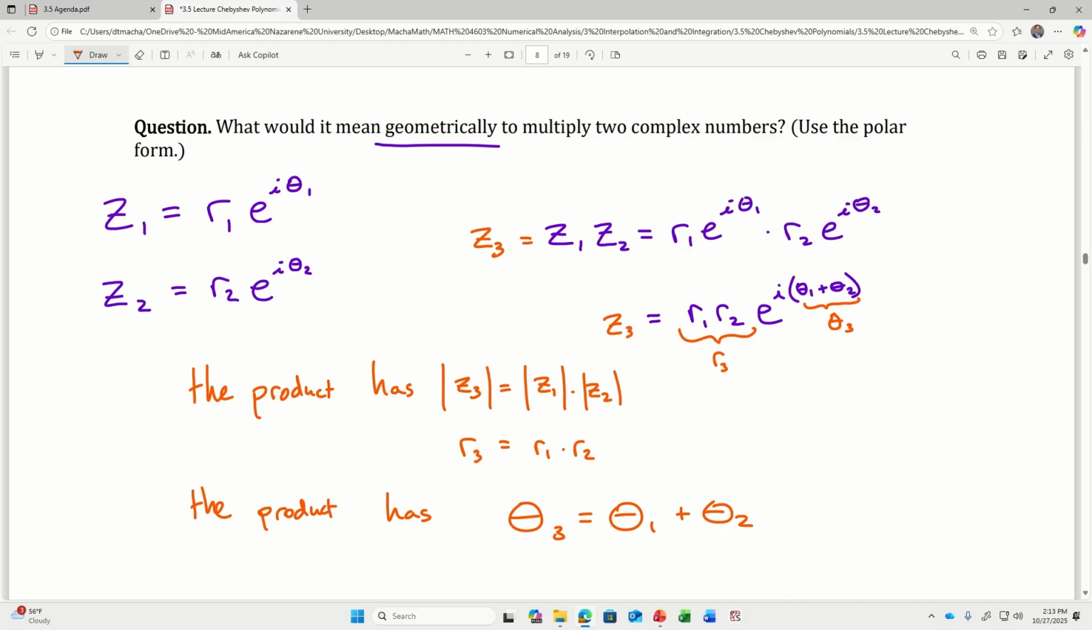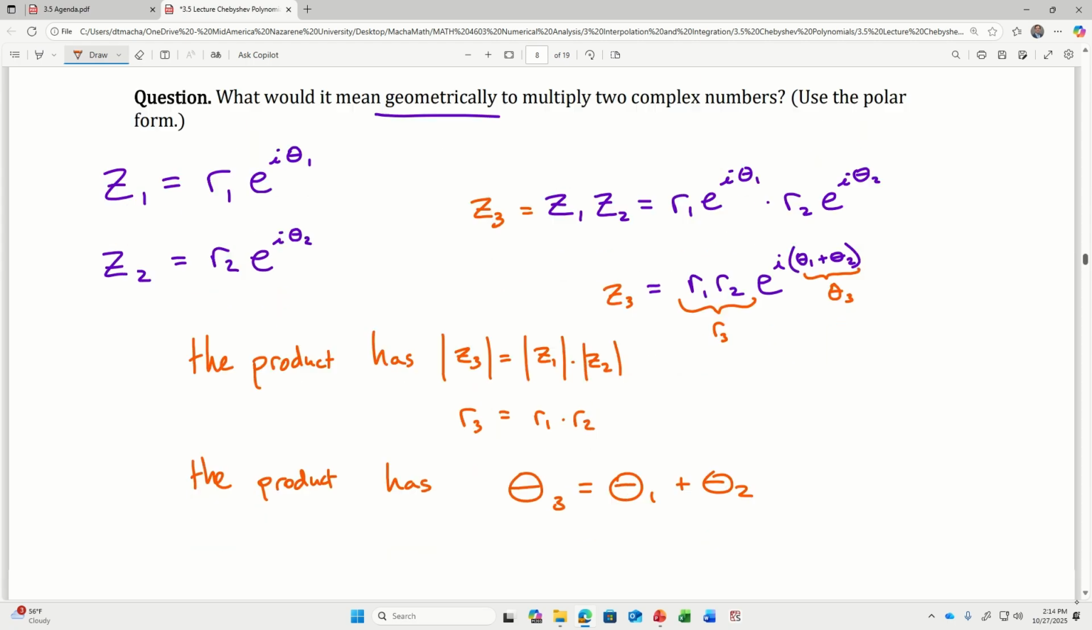So whenever I ask what would it mean geometrically to multiply two complex numbers, what I'm looking for in this answer is to say, I'm actually adding the angles together. I'm adding the angle measured counterclockwise from the positive x-axis when I come up with the product. So let me give you a little example. I'll draw you a picture.